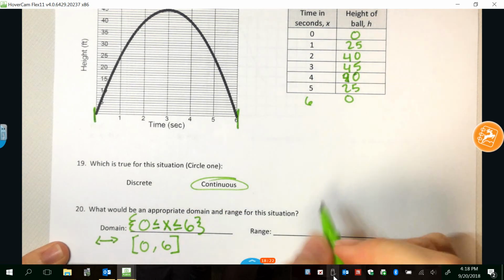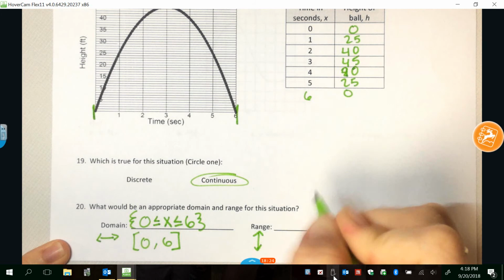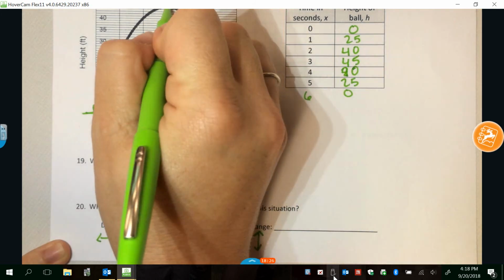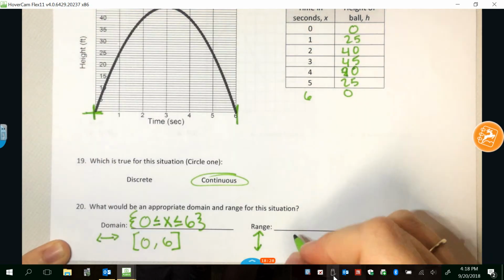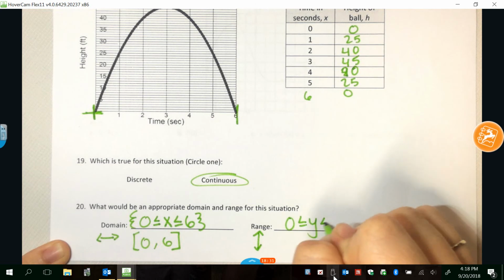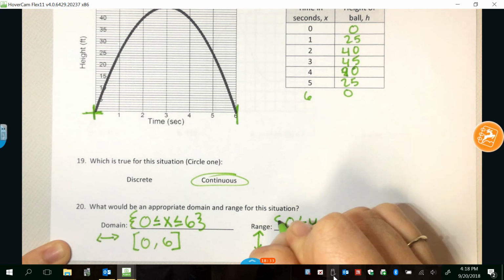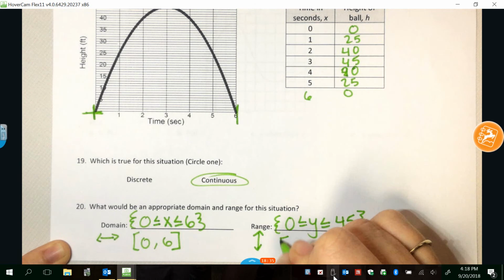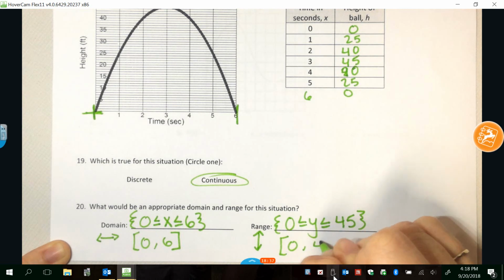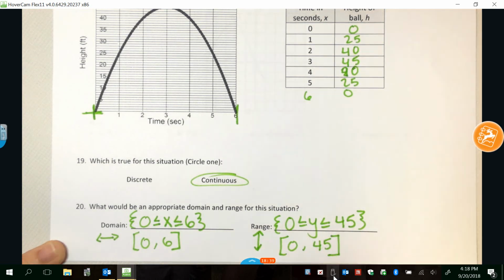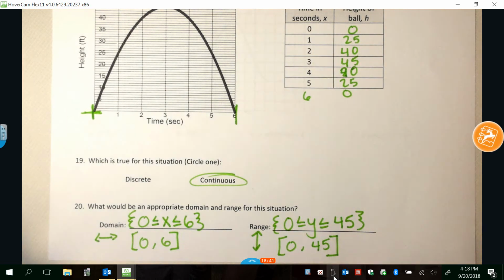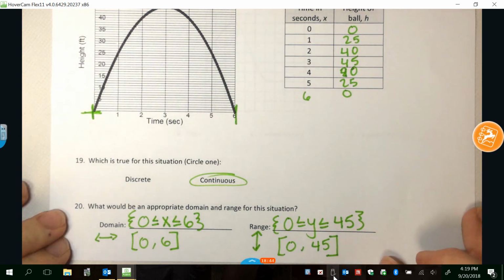Okay, our range is our height. So our lowest point is 0, and our highest point is 45. So 0 is less than or equal to y is less than or equal to 45. Again, we can write it the fancy way, 0 to 45, interval notation. Okay, so that is the answers for 19 and 20.